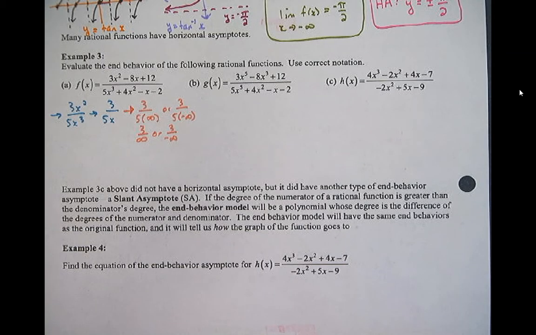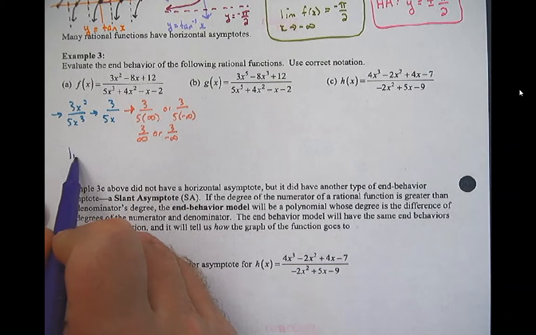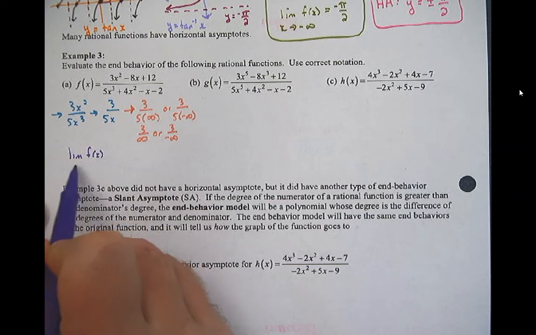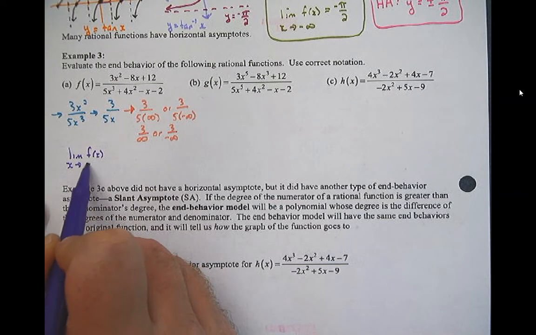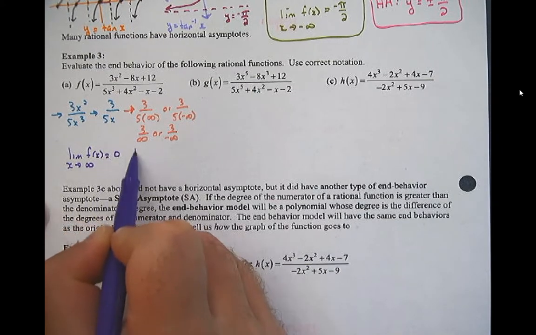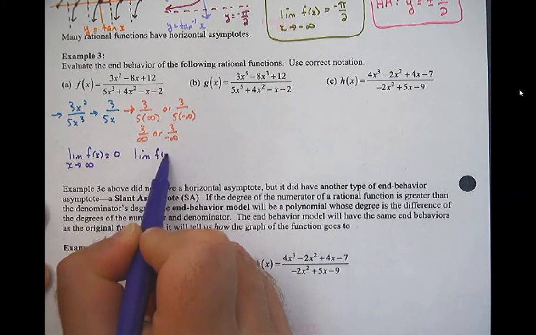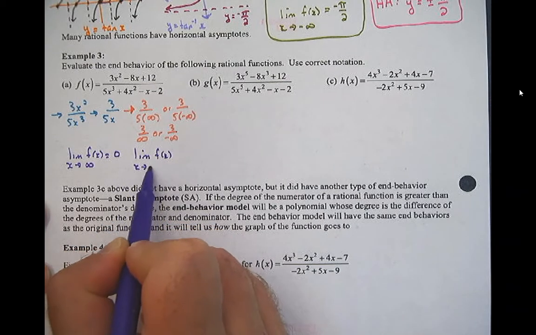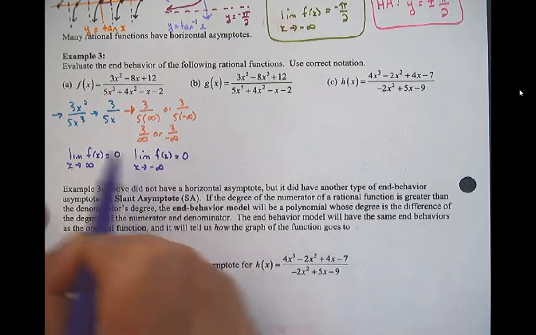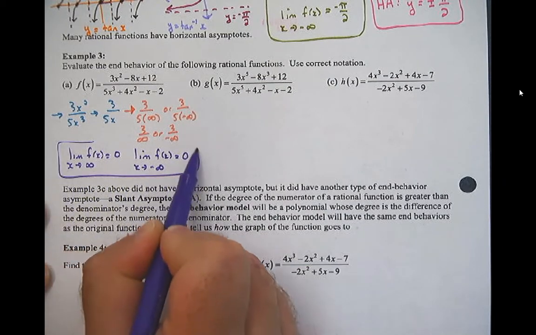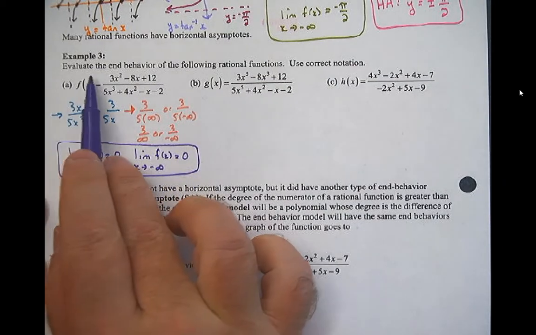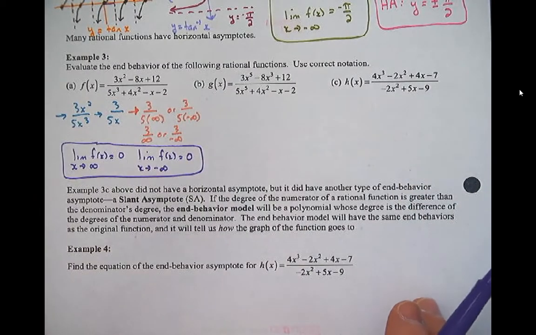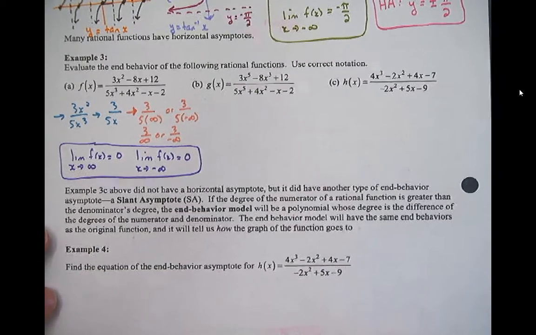So then now I can go ahead and organize this into a statement. My limit of f of x as x approaches infinity is 0. And my limit of f of x as x approaches negative infinity is 0. To evaluate the end behavior. So it doesn't say we have to write HAs, but do we have any HAs? Yeah, we have an HA of y equals 0.